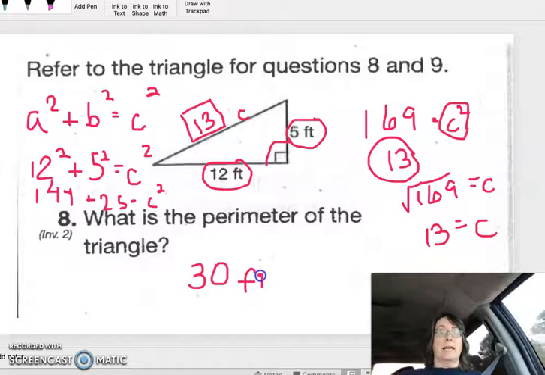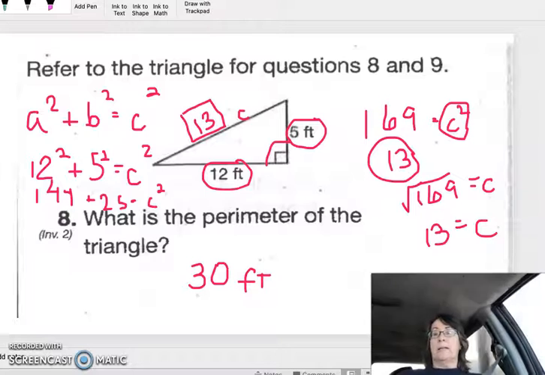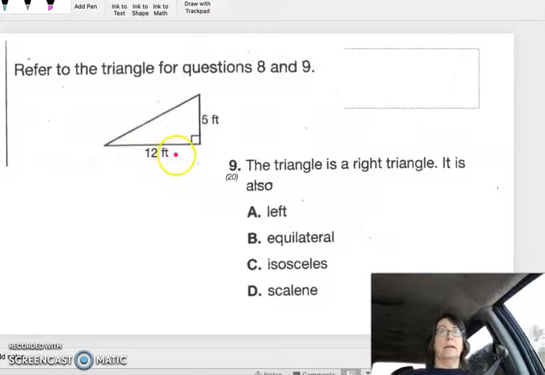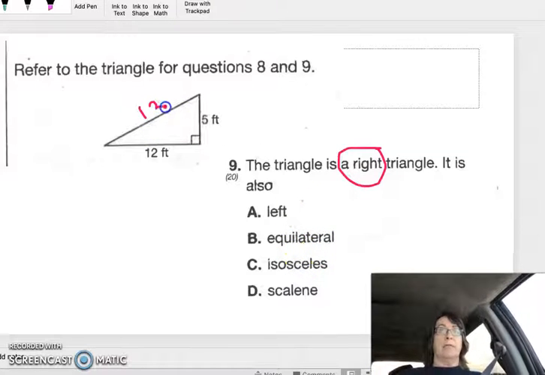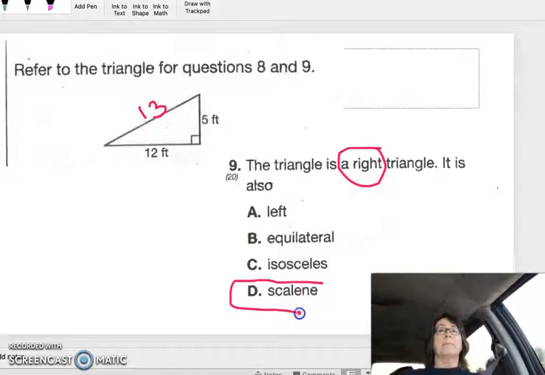And the last problem is talking about number 9. This triangle is a right triangle, which describes it by angle, so we're looking for it by side. Equilateral means 3 sides are equal, but we know this one is 13 from the previous slide, so this one is scalene, because scalene means none of the sides are the same length.